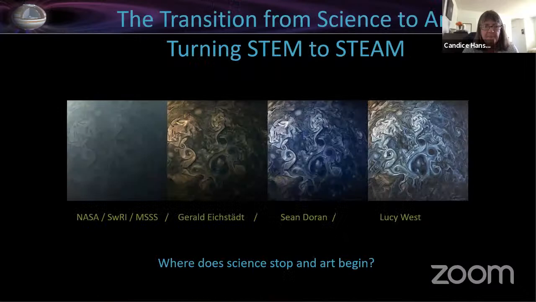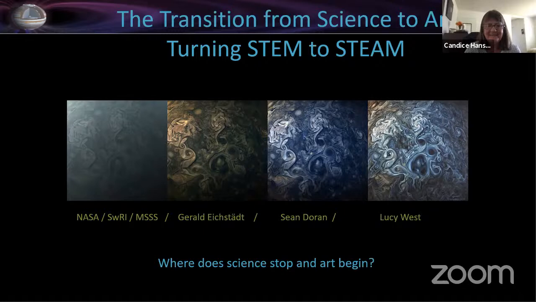One of the really interesting things that has happened is we've seen artists join us. And so on the left, you can see this would be the raw data that we posted. Gerald Eichstedt, who's one of our most important contributors, flattens out the lighting differences from one side of the image to the other. Sean Doran picked it up at that point and added his own color palette. And the image on the right is actually an oil painting. So where does science stop and art begin? I actually cannot tell you anymore. The next slide, please.